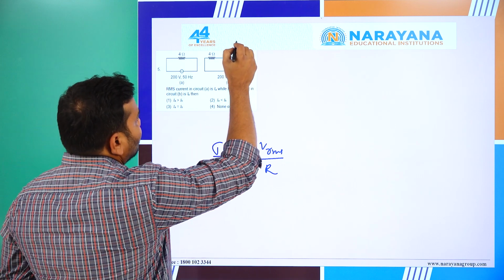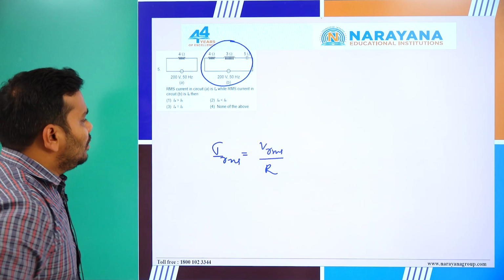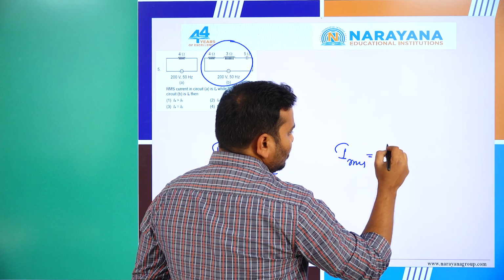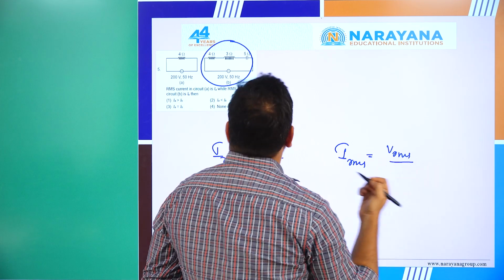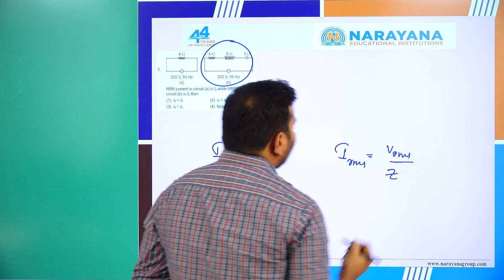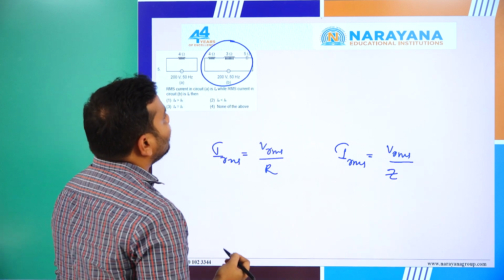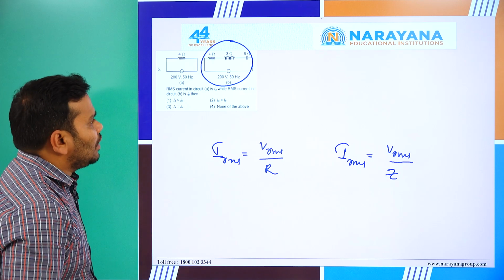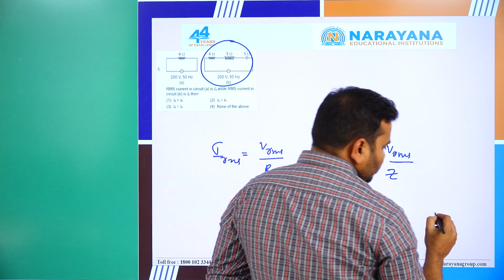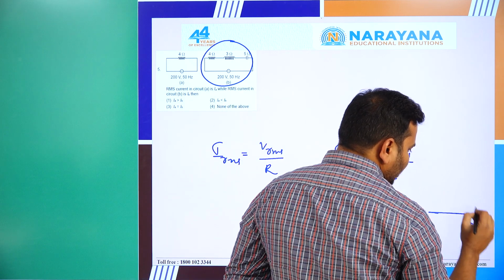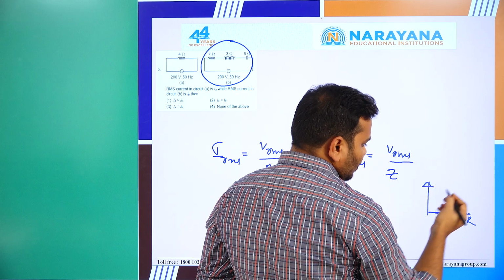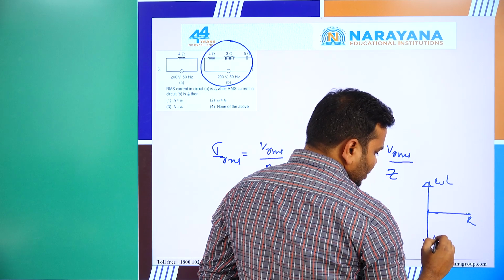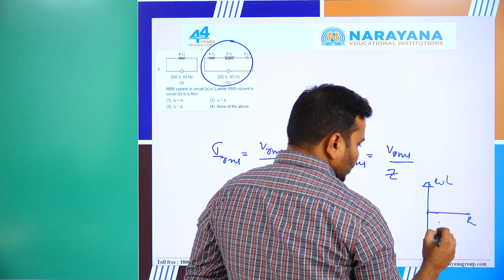Coming to this situation, in this circuit, if you want to find the I_RMS value, that will be simply V_RMS divided by the impedance. It's a series LCR circuit. So if you want to find the impedance value, this is the resistance R, this is the inductive reactance, and this will be the capacitive reactance, so 1 by omega C.